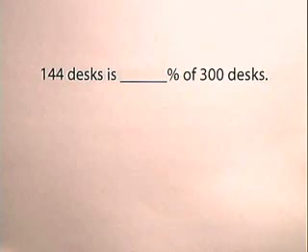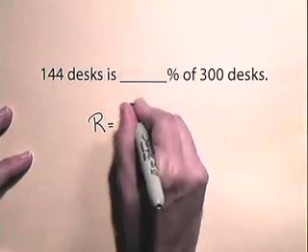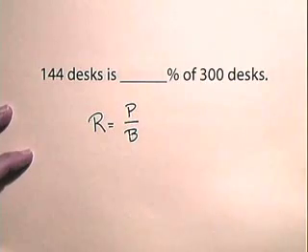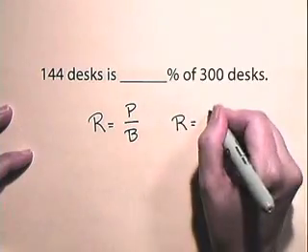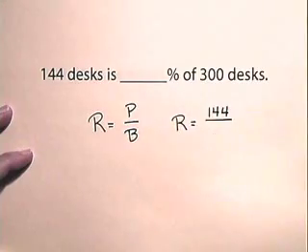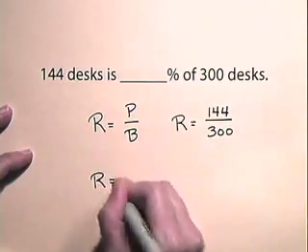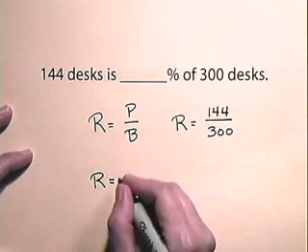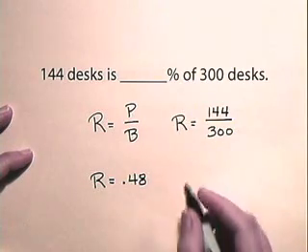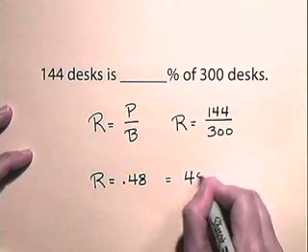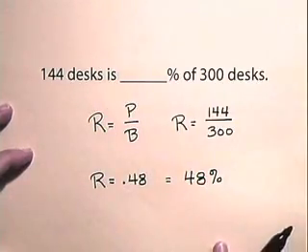144 desks is what percent of 300 desks? Rate is equal to part divided by base. So the rate will be, the part is 144 desks. The base is 300 desks. So the rate is 144 divided by 300, which is 0.48, which is 48 100ths, or written as a percent, the rate is 48%. So 144 desks is 48% of 300 desks.